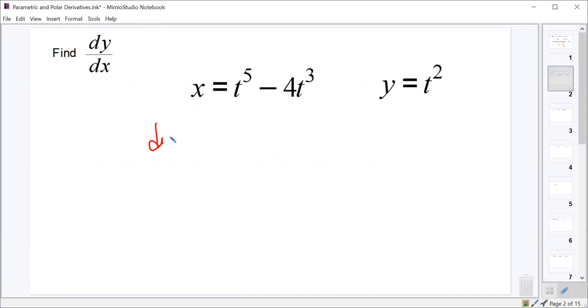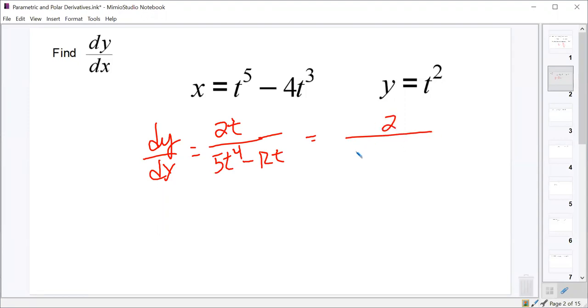So if we're looking for dy dx, all we have to do is find dy dt, which is what? What's dy dt? Just 2t, right? And our dx dt should just be 5t to the 4th minus 12t squared. And we can just simplify out the t's there and get 2 over 5t cubed minus 12. Easy enough.